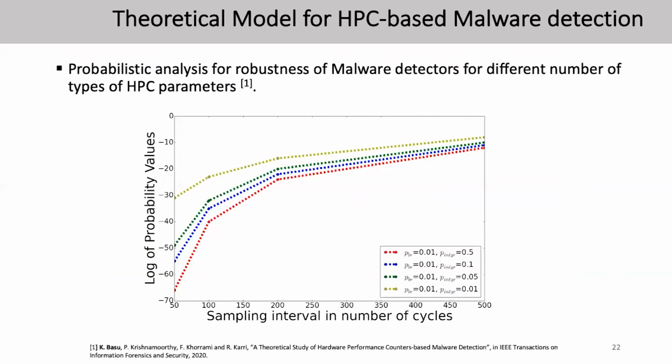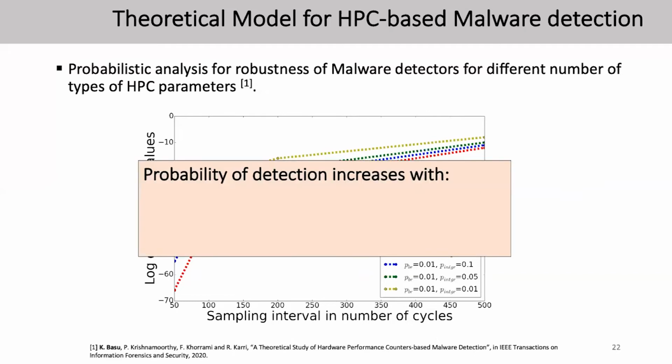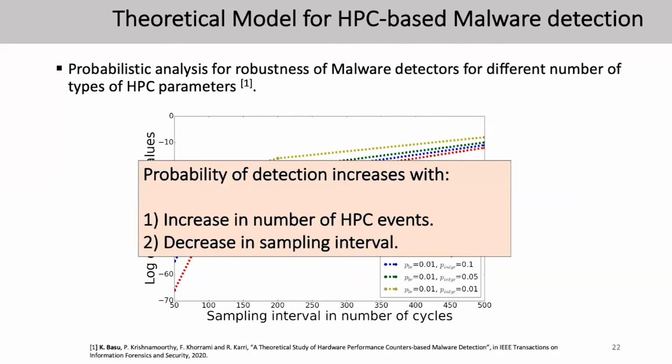First, we developed a theoretical model for hardware-based malware detectors, and we can see that the probability of malware detection increases with the number of hardware performance counter events and the reduction in the sampling interval. A processor has a lot of hardware performance counters. A normal Intel processor has hundreds. A Raspberry Pi has 20, but you cannot monitor all of them simultaneously. You can monitor only 4 to 6 of them at the same time.